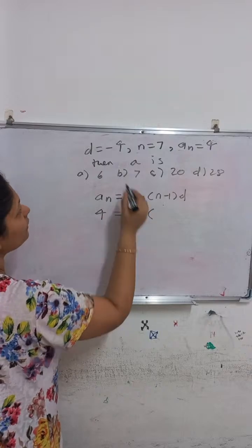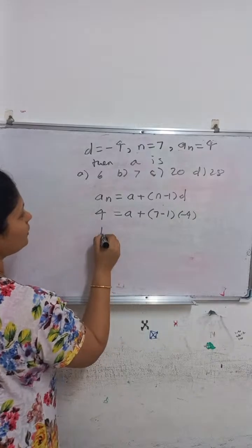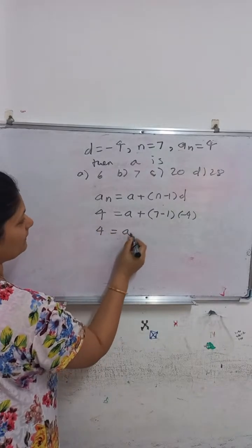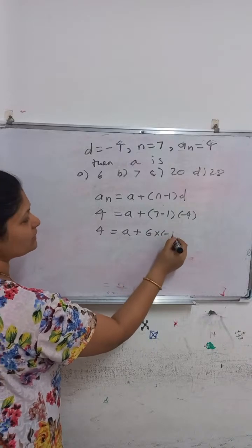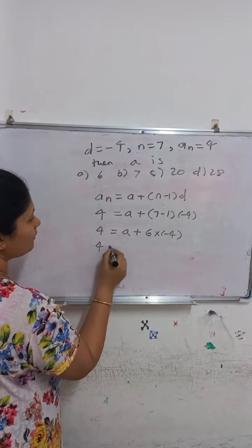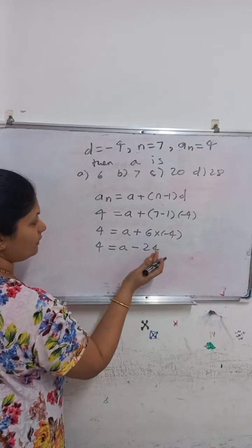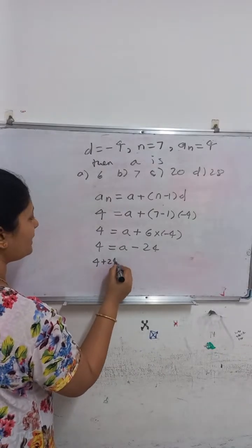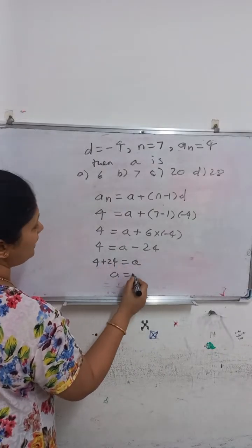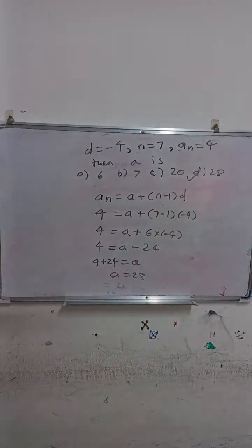Substitute the values. n is 7, minus 1, and D is minus 4. So 4 is equal to A plus 7 minus 1, which is 6, into minus 4. So 4 is equal to A minus 24. 24 you can transpose over here. 4 plus 24 is equal to A. Then A is equal to 28. Option D is the correct answer. Check the answer with me.